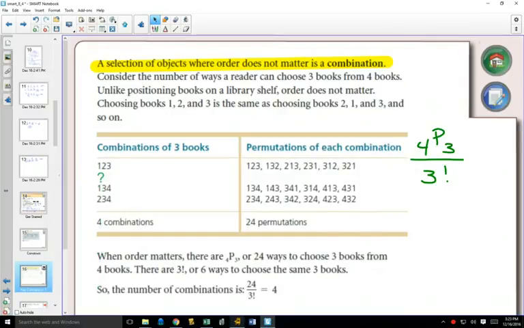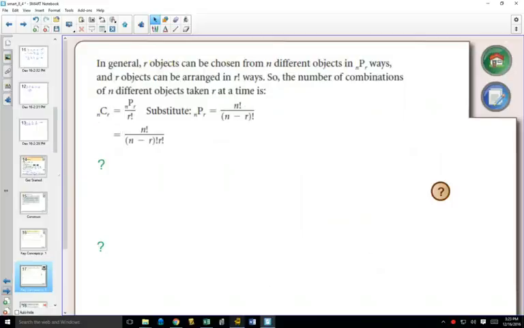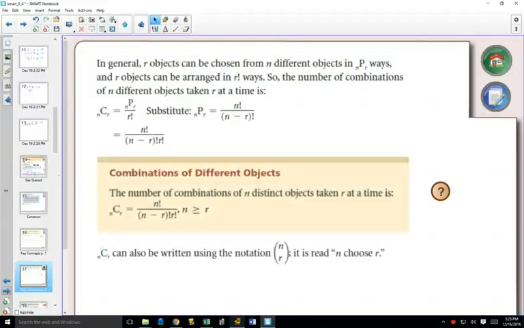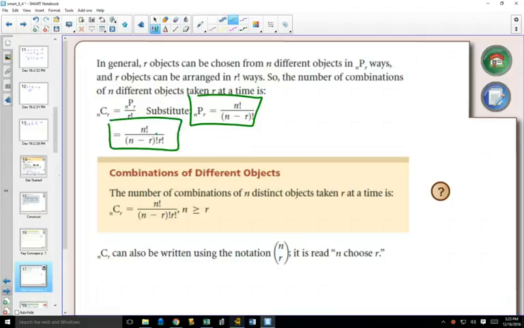So our combinations formula is our permutations formula divided by however many objects we're selecting factorial. Our permutations formula is here. Our combinations formula is the same with an added r factorial. With our permutations formula, we almost exclusively use the spaces technique to figure it out. We will use our combinations formula a lot.